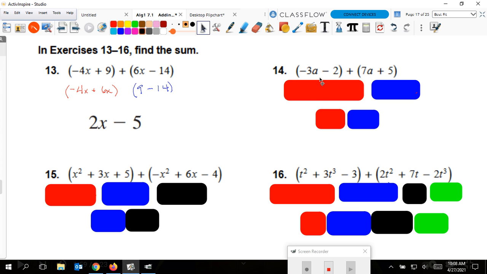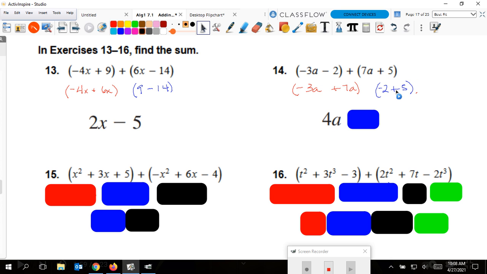So for 14, we're going to put the a's together, the two a terms. Those are like terms. So we're going to see the negative 3a from this one plus 7a. When I combine those together, take negative 3 away from 7, that's a positive 4a. So that's the first part of my answer. And then the negative 2 and the positive 5. So it's going to be negative 2 plus 5, because you have a plus and a plus here, still going to be a plus. So if I take 2 away from 5, it's going to be a positive 3. So 4a plus 3 should be our answer for 14.